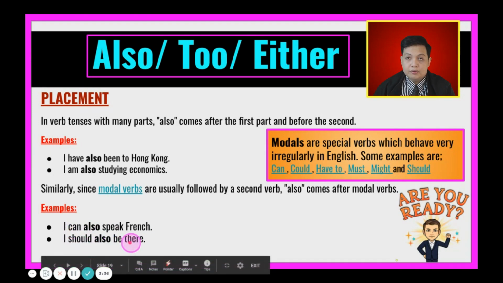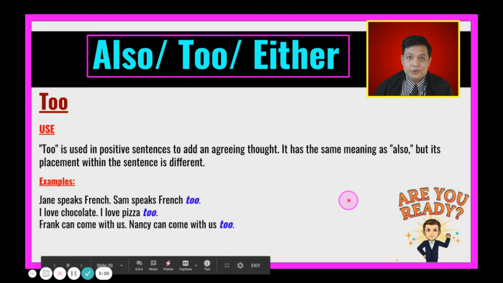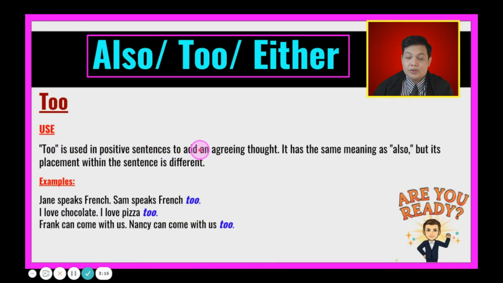I should also be there. So also comes after the modal verb should. Now let's go to too. Too is used in positive sentences to add an agreeing thought. It has the same meaning as also, but its placement within the sentence is different.